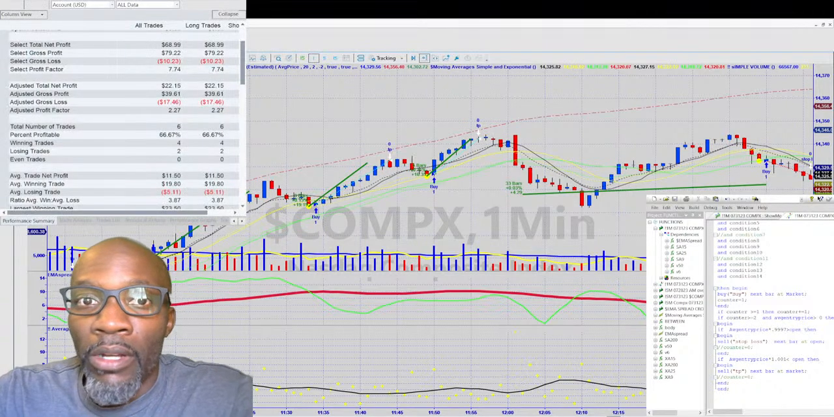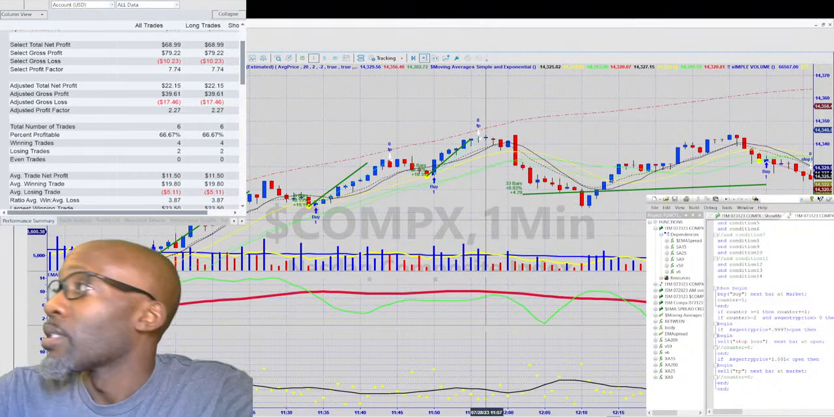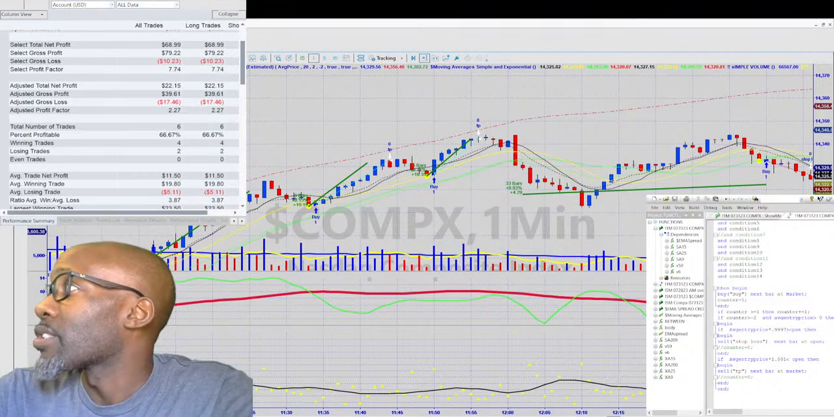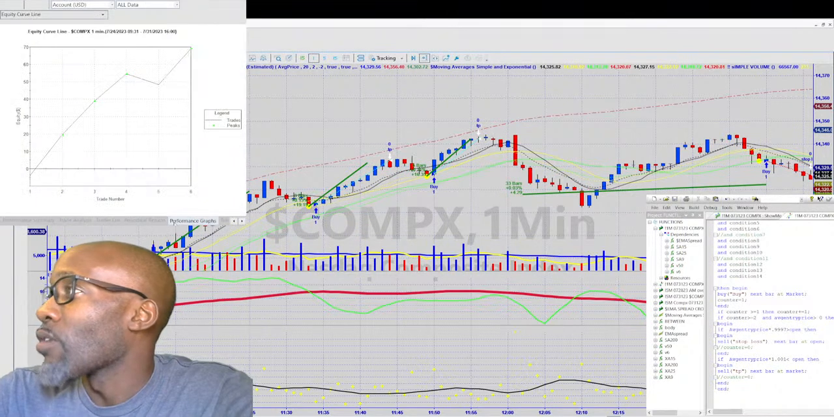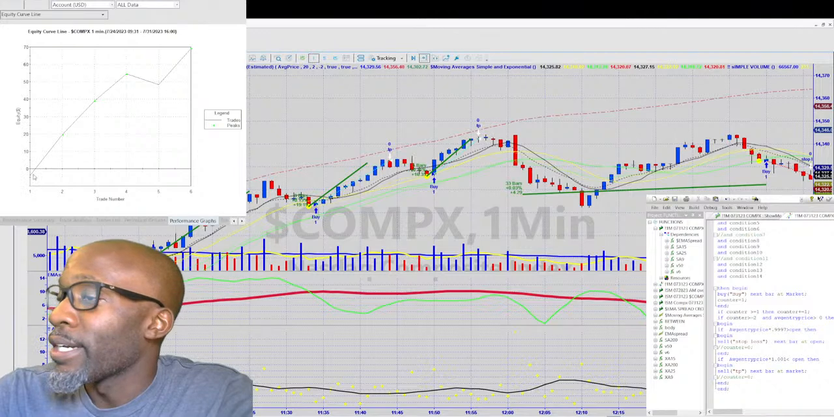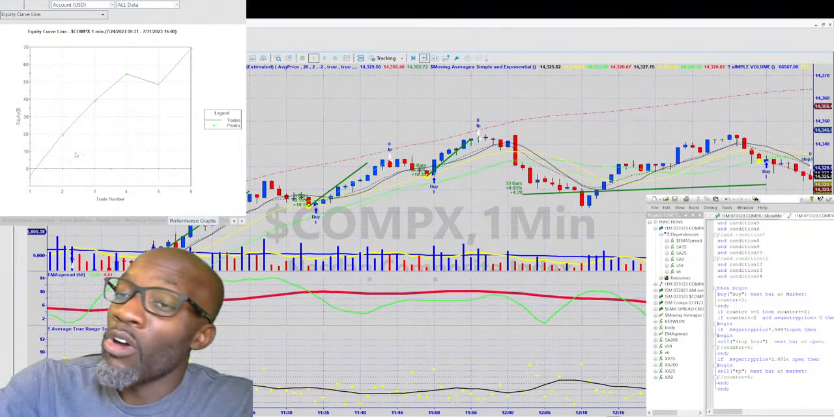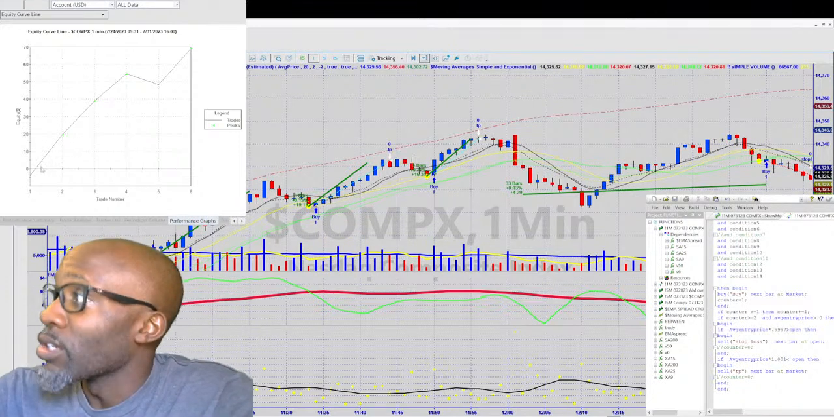Bam. All right, so this is the result of this specific strategy. Just overall visually, maybe a little bit easier. You can see the first trade was a little bit negative, and then the next one moved up, next one moved up, next one moved up, little retracement, next one moved up. So overall, my equity curve looks pretty good.